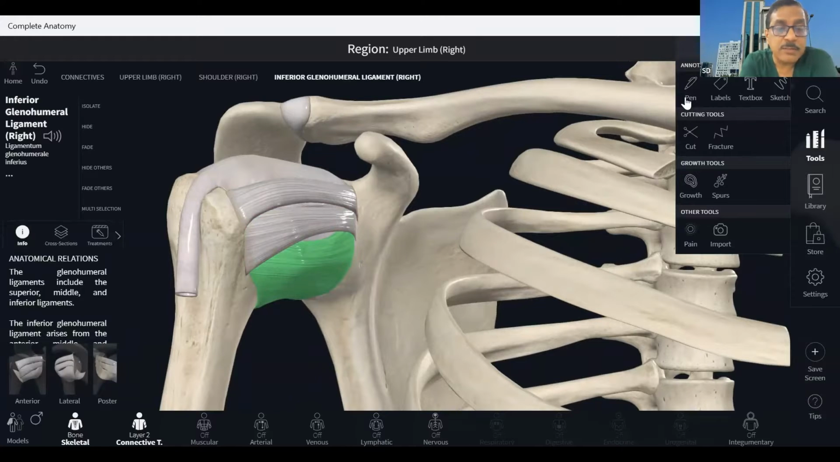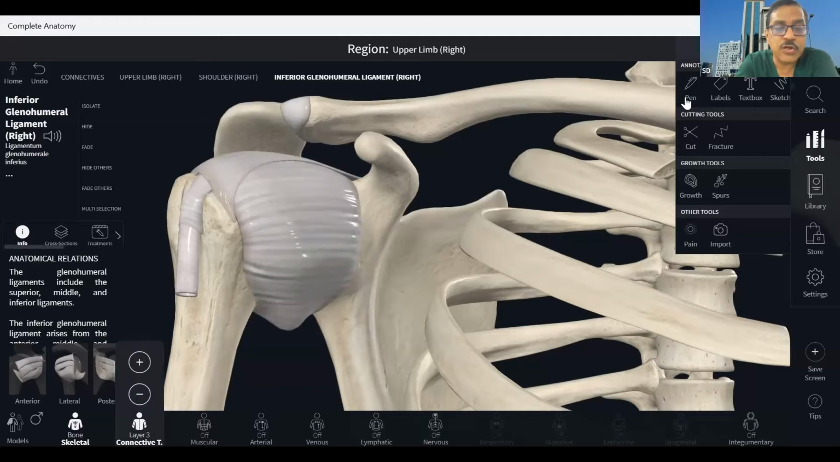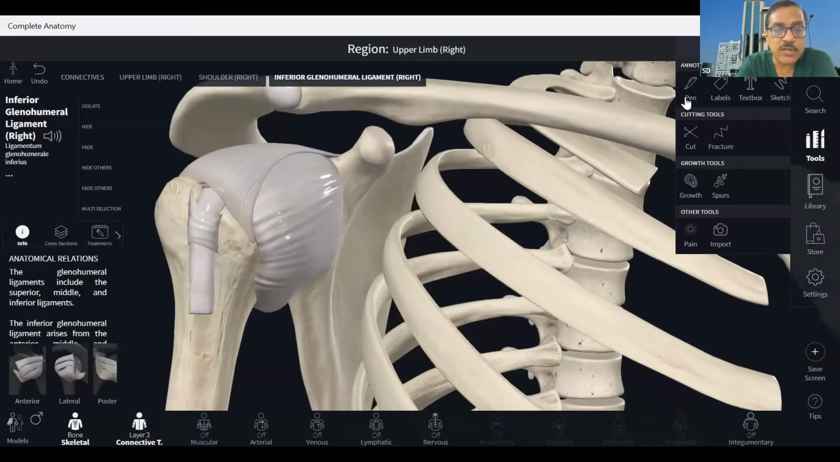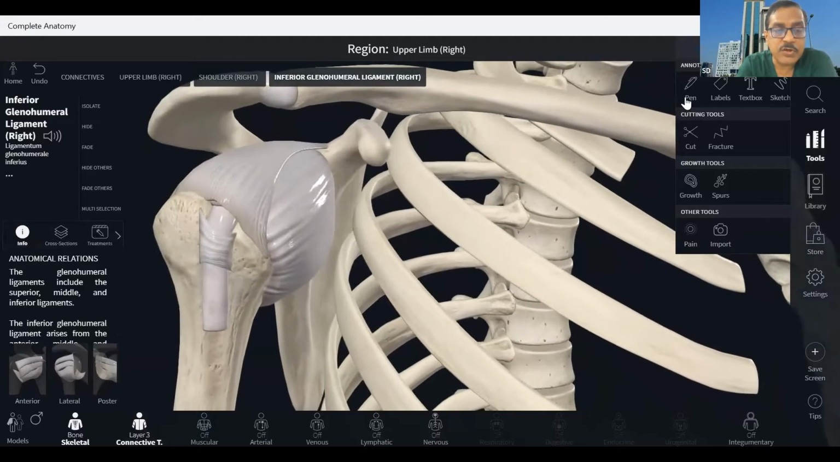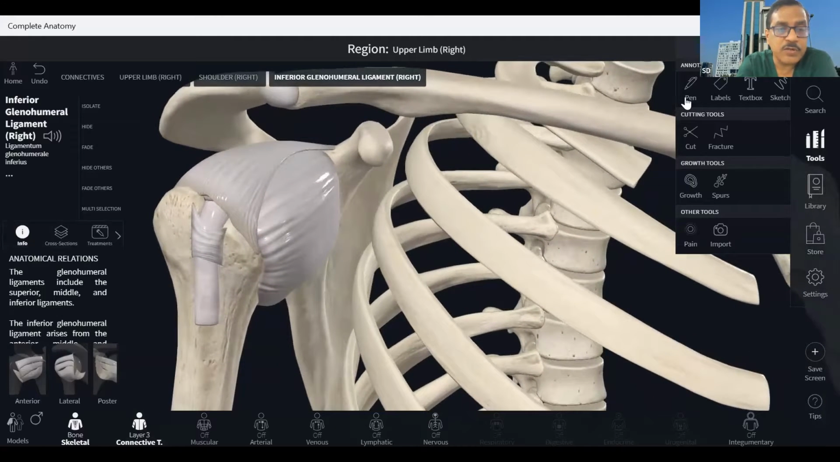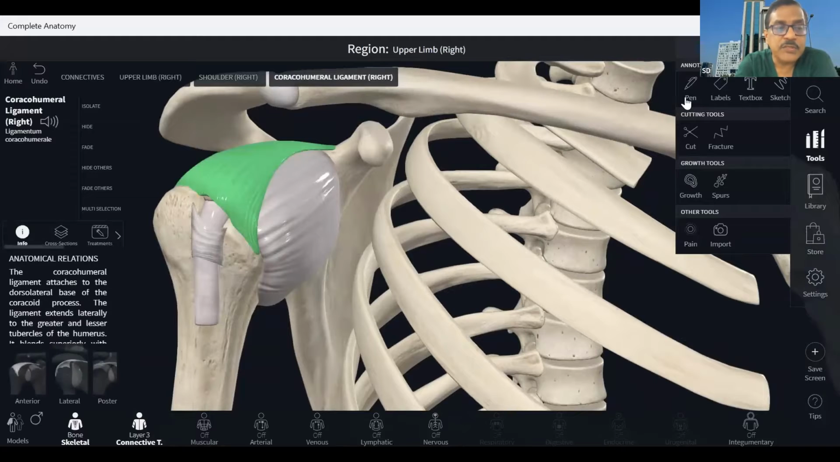Basically these three ligaments are the thickened part of the joint capsule. So next is your joint capsule. This is the joint capsule, and just above that joint capsule, another very important ligament, which I have already shown you, is your coracohumeral ligament. The coracohumeral ligament starts from the coracoid and comes here, getting attached. It basically bifurcates and gets attached at both the greater and the lesser tubercle.